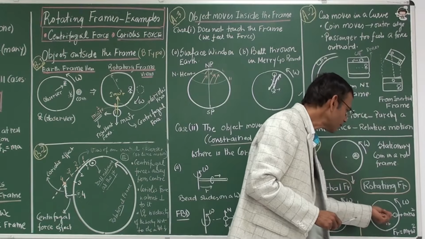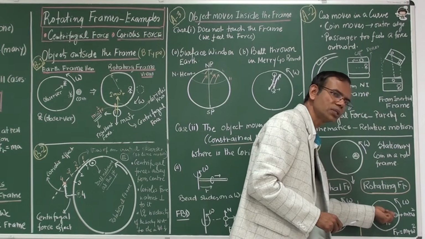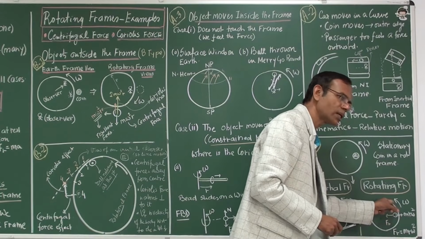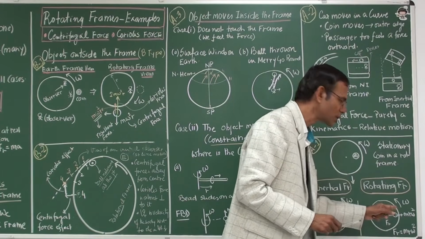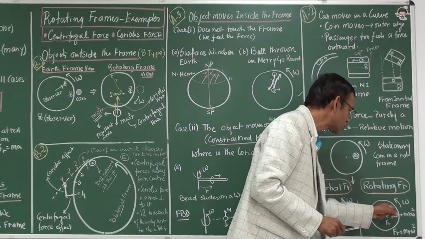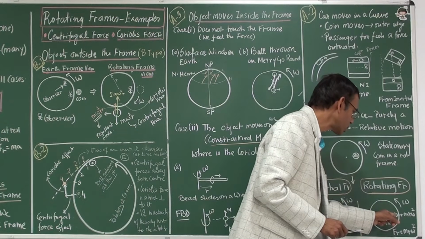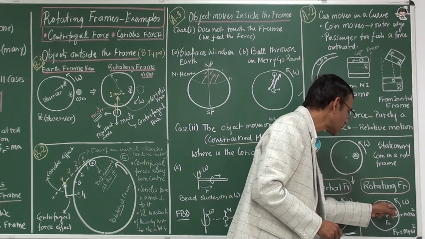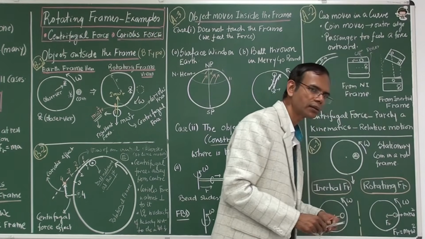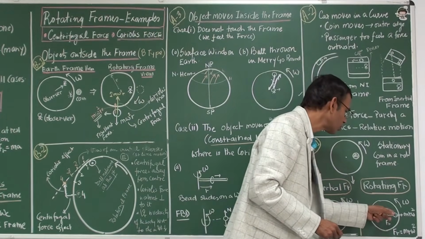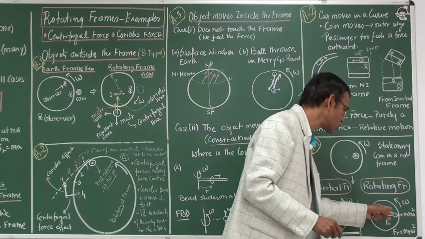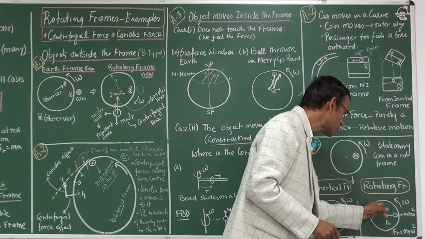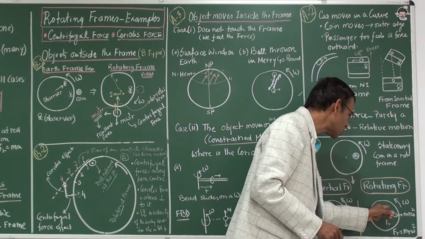Now, if I make the friction 0 here, it will move in a straight line. Not immediately, but yes, it will move in a straight line. Suddenly you cannot make friction 0, but if you make the friction 0, it will move in a straight line. And at that time, this particular frame, the observer is also rotating.